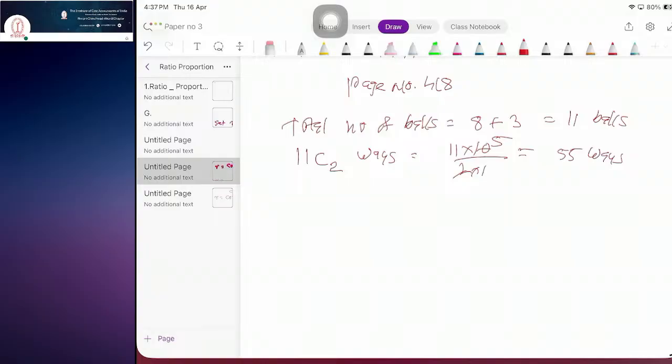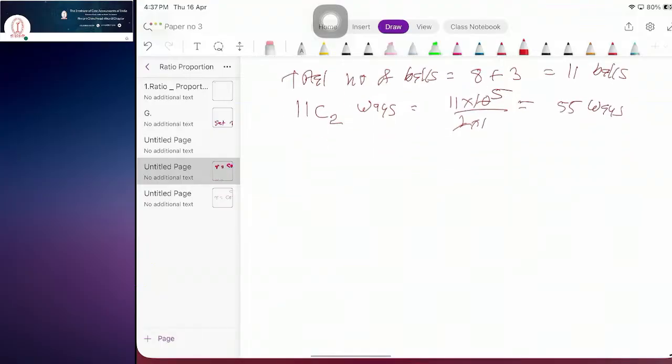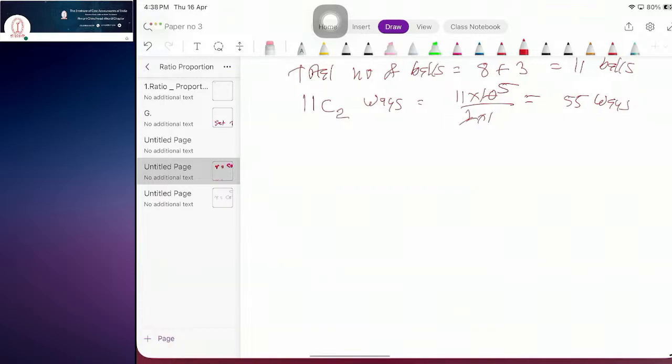So that is 55 ways. What is asked? Find the probability that both are white balls. How many white balls are you having? You are having 8 white balls. So out of 8 white balls, you can select any two balls. That is 8C2.